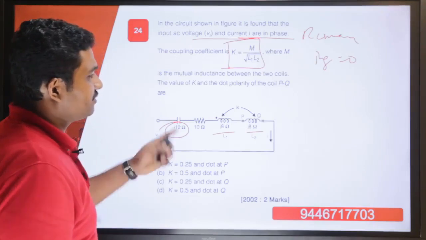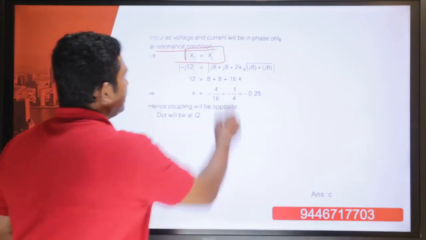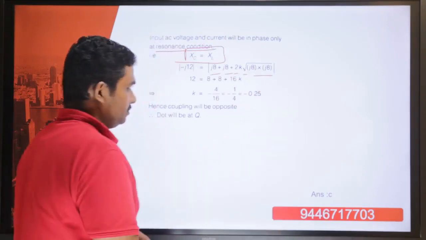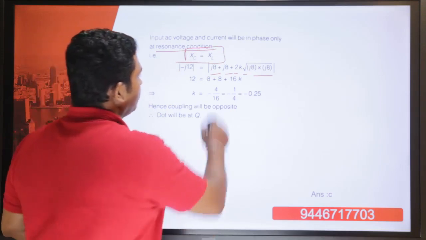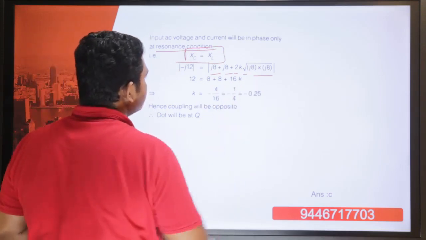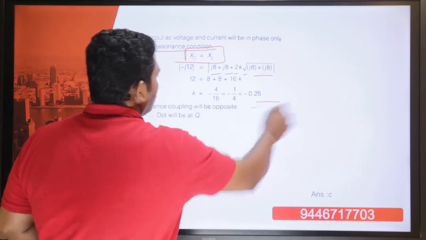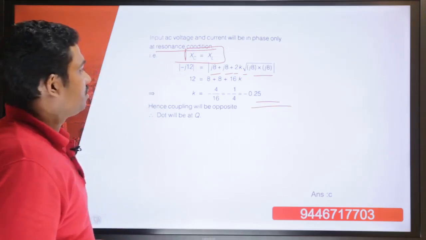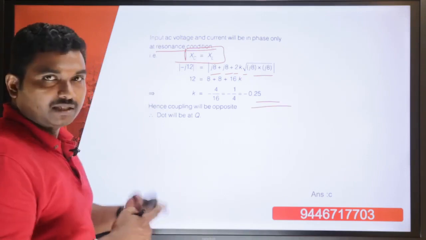And then there is a coefficient of coupling between these two coils. So we will take it as J8 plus 2K root L1 L2. Taking the absolute value, 12 becomes equal to 8 plus 8 plus 6K. From that, K is equal to minus 1 by 4, or K is equal to minus 0.25. So the coefficient of coupling is minus 0.25. That means the coupling is opposite.